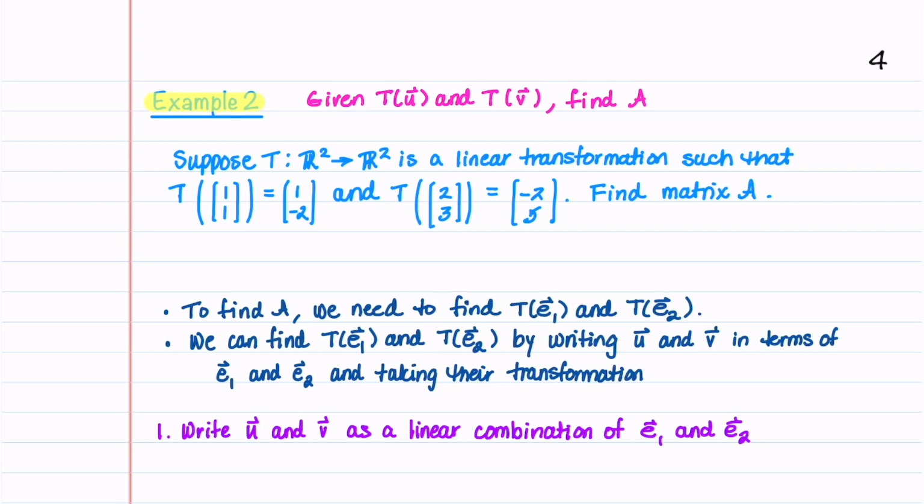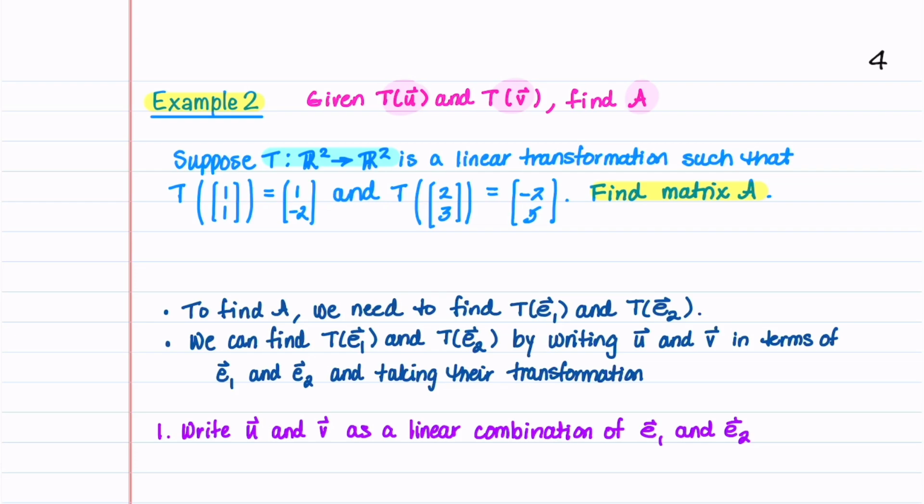Let's now look at our second example. This is a very difficult example, but I'll walk you through it step by step. In this example, we're given the transformation of a vector u and the transformation of a vector v, and we're asked to find the standard matrix of the transformation. In our problem, we have a linear transformation T that maps vectors from R2 to R2, and we're given that T of 1, 1 is 1, -2, and T of 2, 3 is -2, 5. And then let's highlight that we're asked to find matrix A.